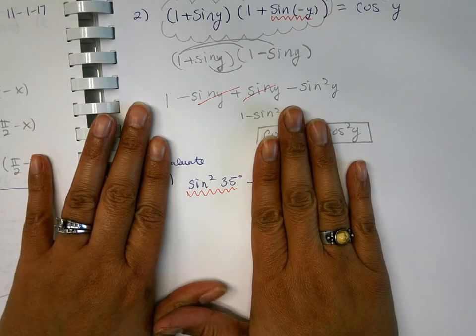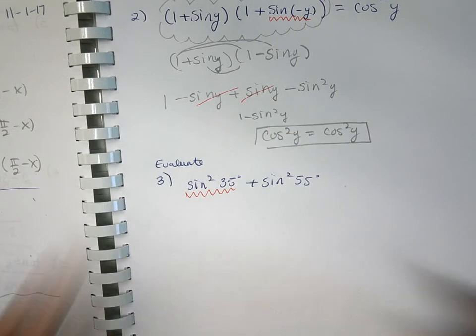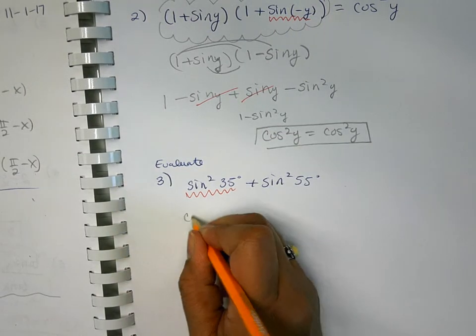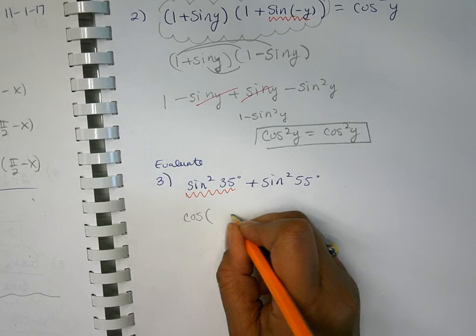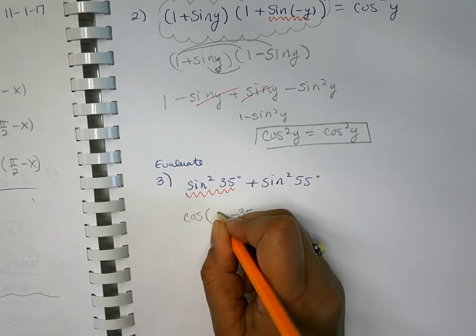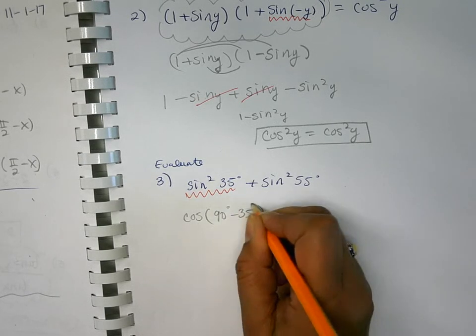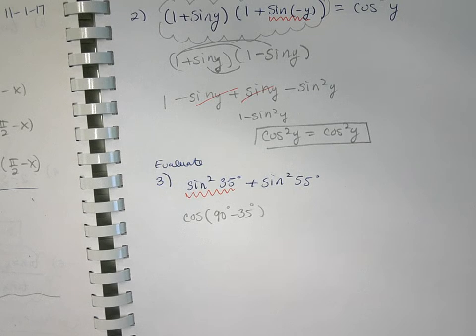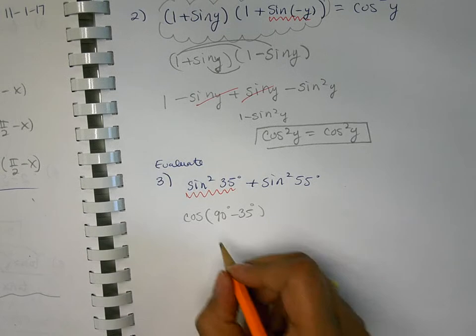Sine becomes cosine. And 35, what do I do with 35 to subtract it from? 90. Pi over 2 is fine, but why am I picking 90? Because it's a degree. A degree to a degree. It's easier. So what is 90 minus 35?